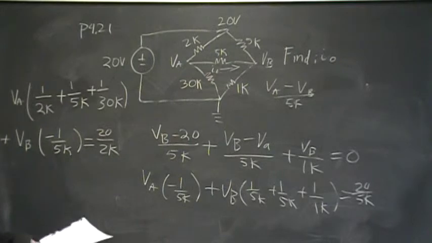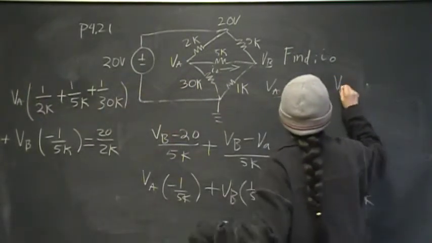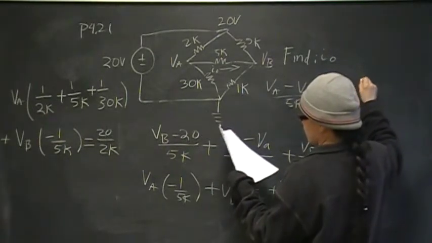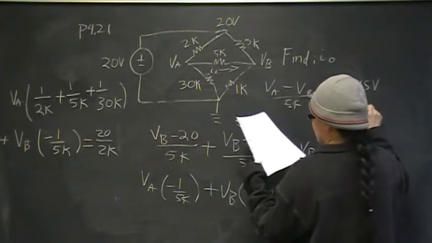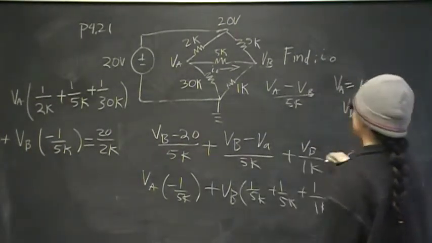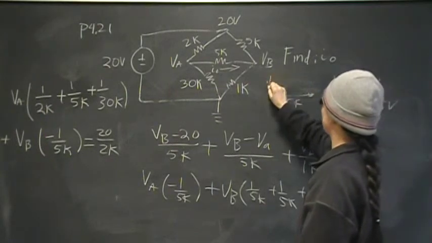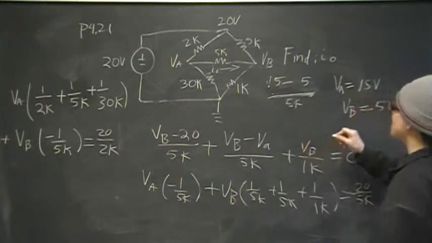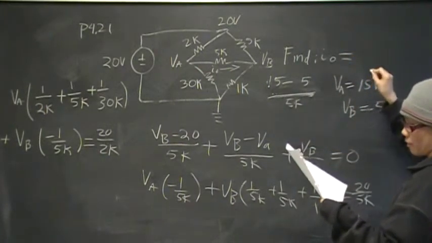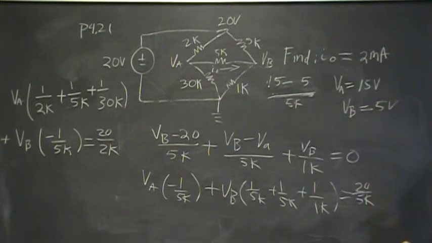Put that into your simultaneous equation solver, and you should come up with VA equal to 15 volts, and VB equal to 5 volts. So put that into VA minus VB over 5K, so that's going to be 15 minus 5 over 5K, and you should come up with I naught equal to 2 milliamps. And that is the answer to problem 21.